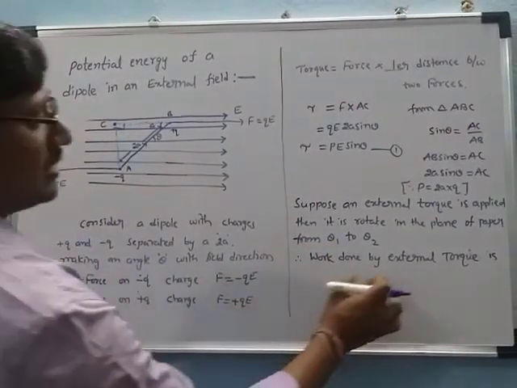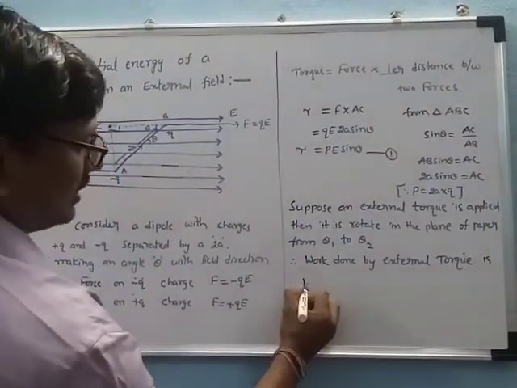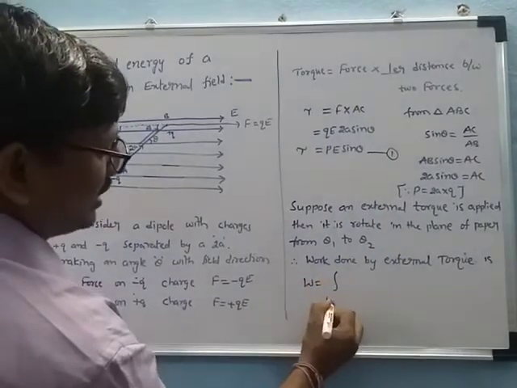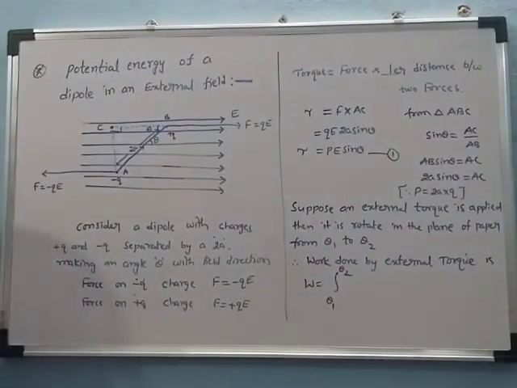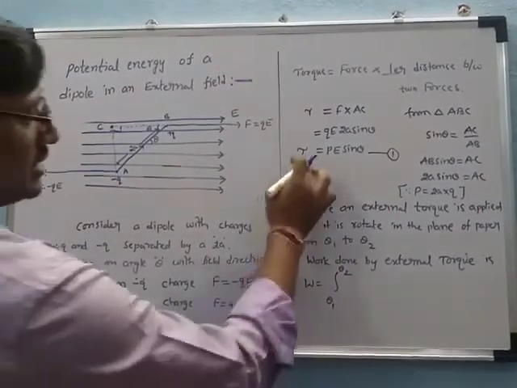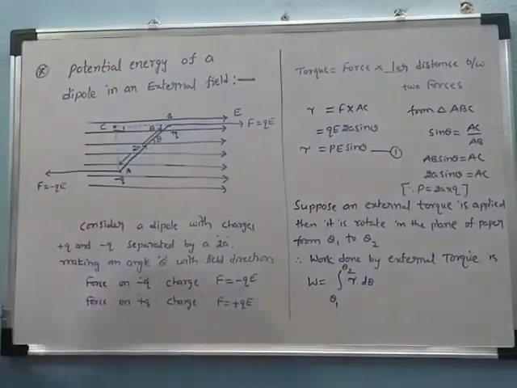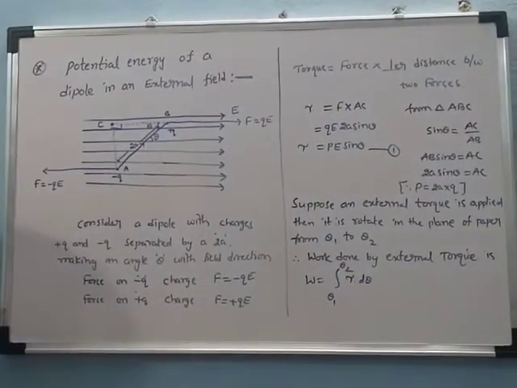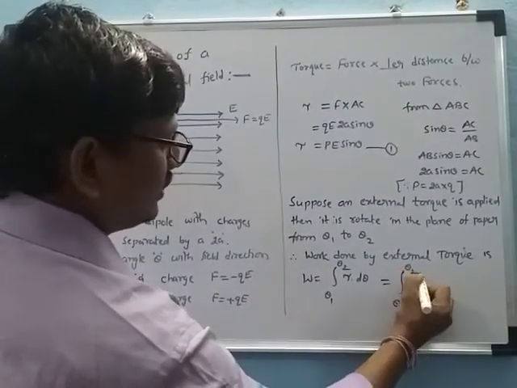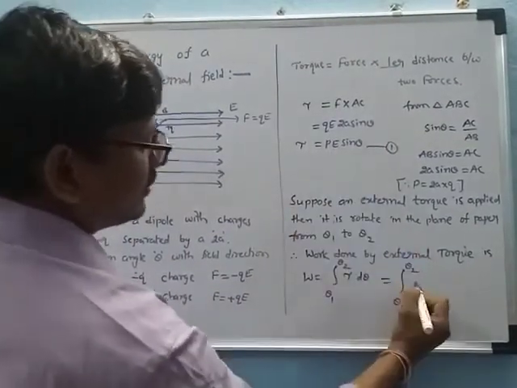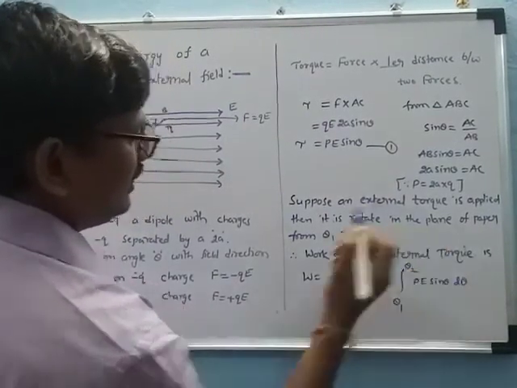Therefore, work done by external torque. The W is equal to the integration, where theta 1 to theta 2 is rotated, of force into displacement. Force is nothing but here the external torque, into displacement, which is d theta. Then we can write the integration from theta 1 to theta 2. Tau, from equation 1, is PE into sine theta into d theta.